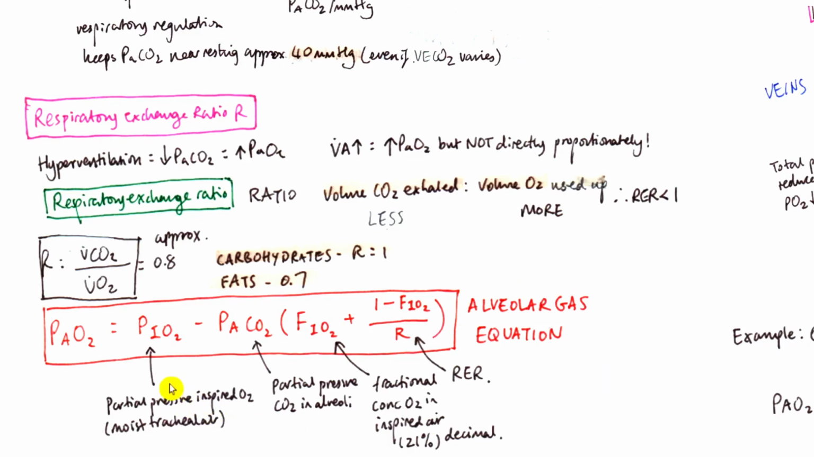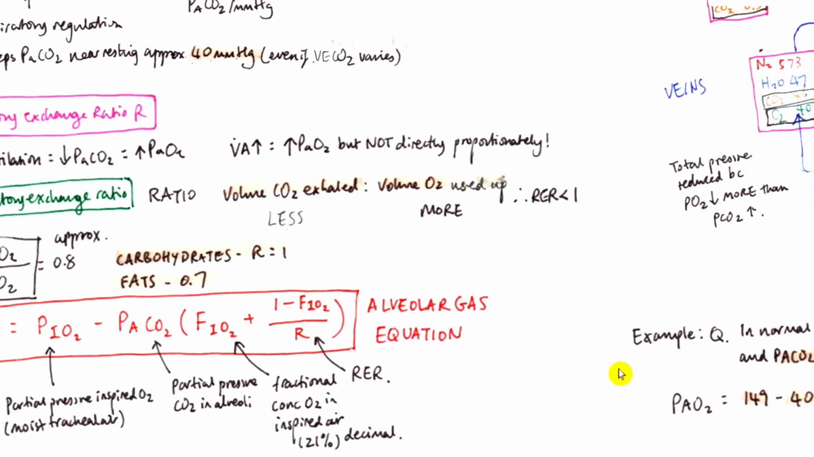So this is made up of several things. So firstly, we look at the partial pressure of inspired oxygen, so the moist tracheal air, the partial pressure of the oxygen in that, minus the partial pressure of carbon dioxide in the alveoli, all times the FiO2, which is the fractional concentration of oxygen in the inspired air, which is around 0.21, plus 1 minus FiO2 over R, which is the respiratory exchange ratio. So that's how we find it.